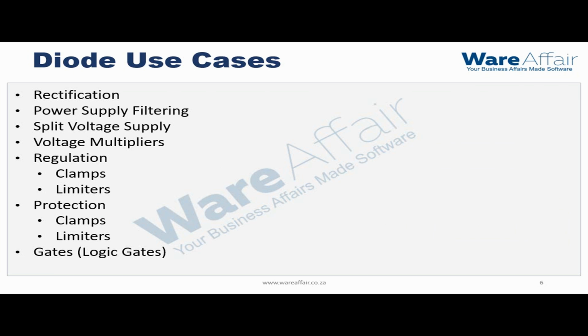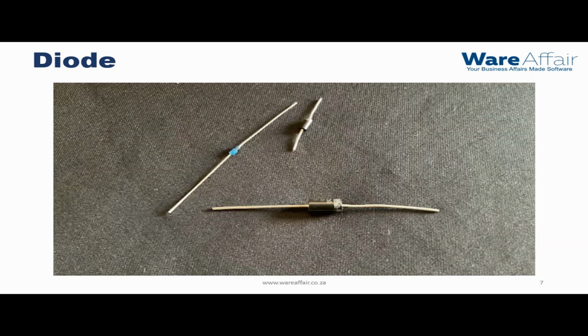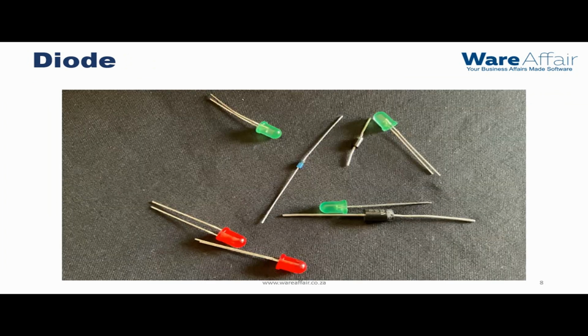Diodes are very useful in electronics, therefore they have many use cases. We use them for rectification or power supply filtering, split voltage supply, voltage multipliers, regulation, and using them as clamps and limiters. We also use them for protection as clamps and limiters, and we also use them as logic gates. These are photos of some diodes. Other types of diodes are LEDs, fully known as light emitting diodes.